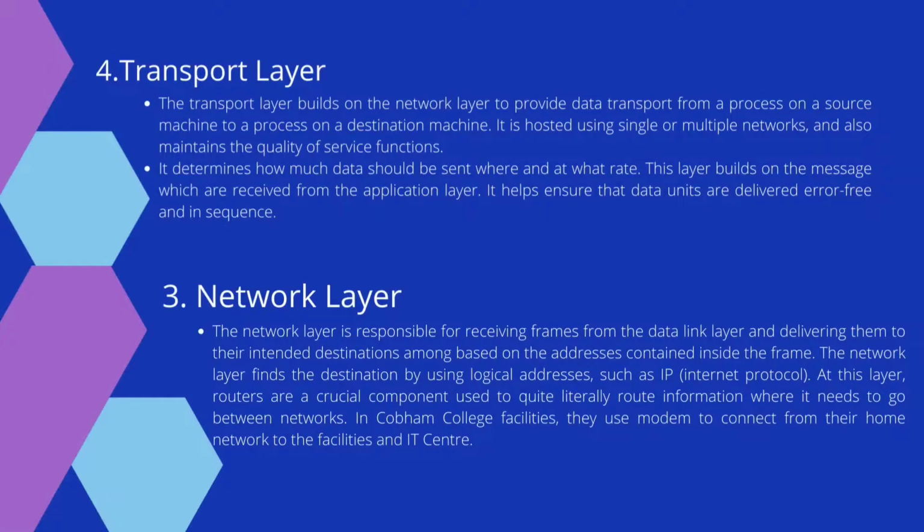For the fourth layer, the transport layer controls the data transfer from a process on a source machine to a process on a destination machine. It is hosted using single or multiple networks and maintains the quality of service function.